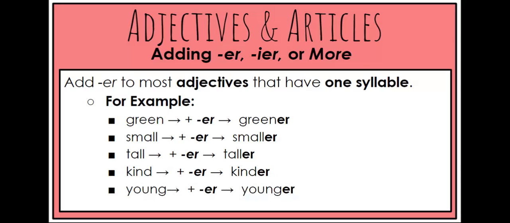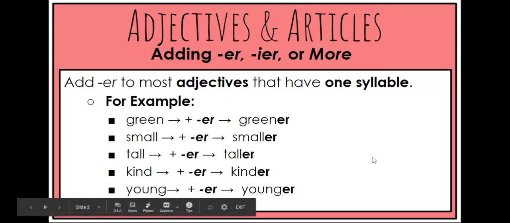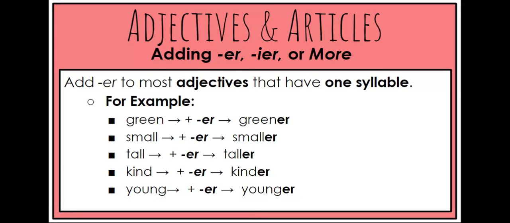Young, it has 1 vowel sound. If we clap when we say the word, we only clap once, young. And so we add the suffix er to make the adjective younger. I am younger than Mr. Calso. Here we are comparing me and Mr. Calso, our ages, and so that is when we use the suffix er, when you're comparing 2 nouns.